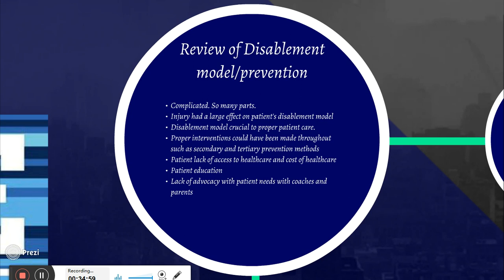So it's important to have patient education. That also could have been an intervention that could have helped a lot. And maybe there was a lack of advocacy for the patient's needs with the coaches and parents. Maybe if a healthcare professional had intervened, they could have helped the coaches, the parents, and the patient understand what needed to be changed in that person's healthcare.